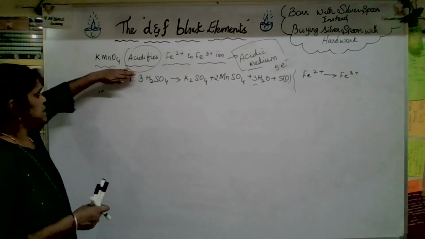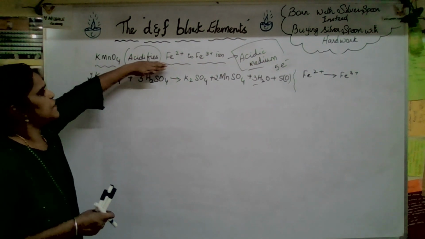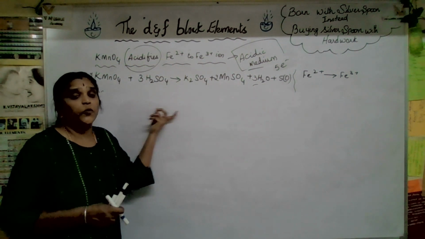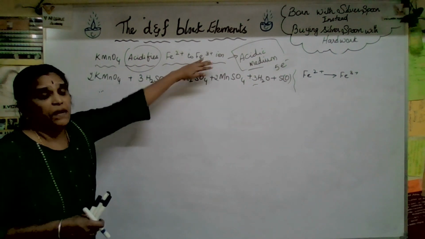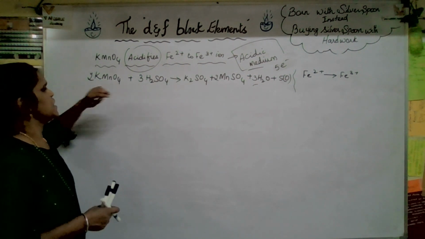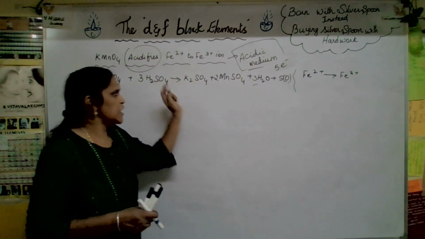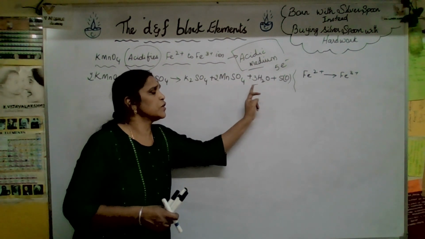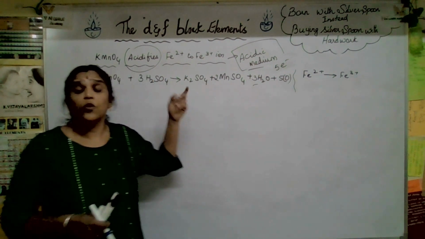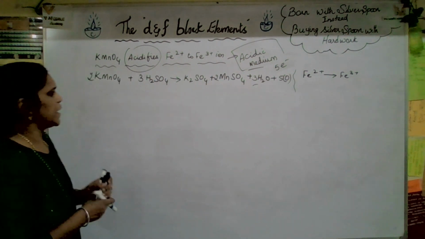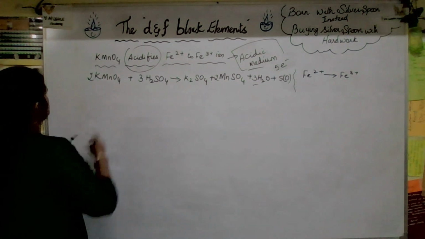Now let us solve this problem. KMnO4 acidifies Fe2 plus to Fe3 plus ion. How to write the equation? Acidic medium. Okay, they have given the fixed equation: 2 KMnO4 plus 3 H2SO4 gives K2SO4, 2 MnSO4, 3 H2O and 5O. This is acidic medium. Last point only we have gone through this. Okay, now let us go for it.